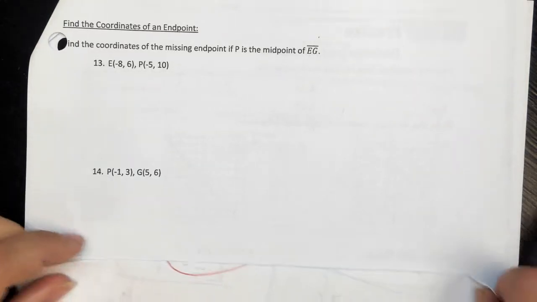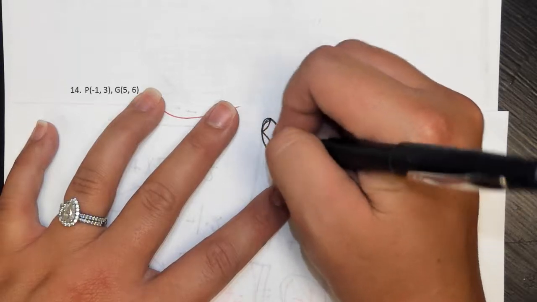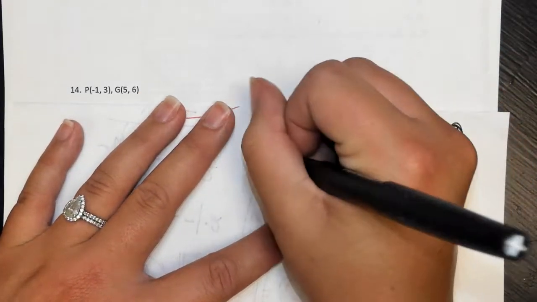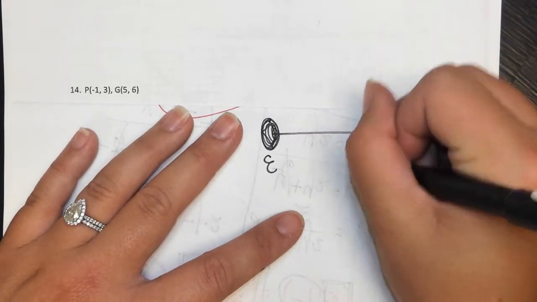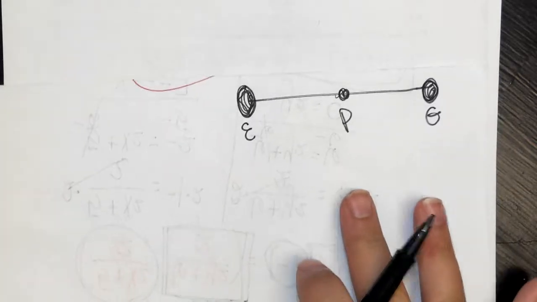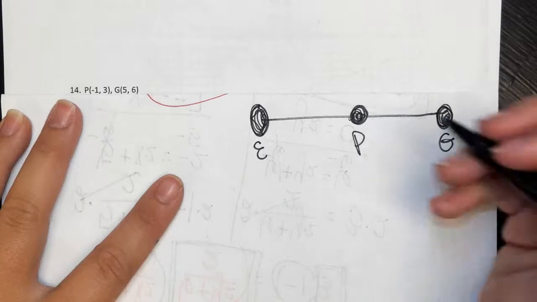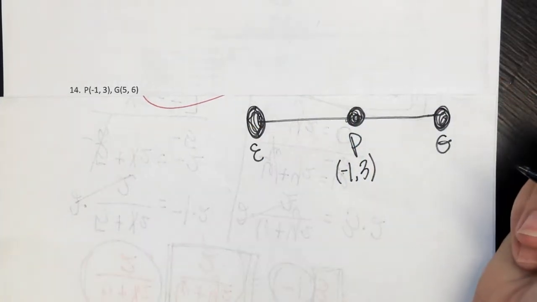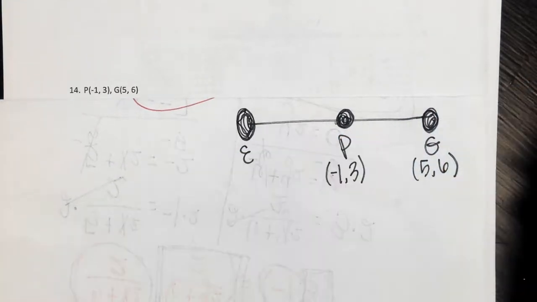So, I'm going to draw another line segment. Does it help looking at the line segment for you? Okay. Same endpoints, E, G, P still in the middle. Let's fill in what we do know. I know P. P is negative 1, 3. And I know G. 5, 6.